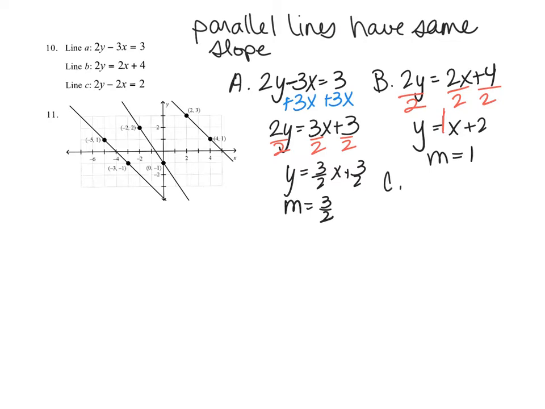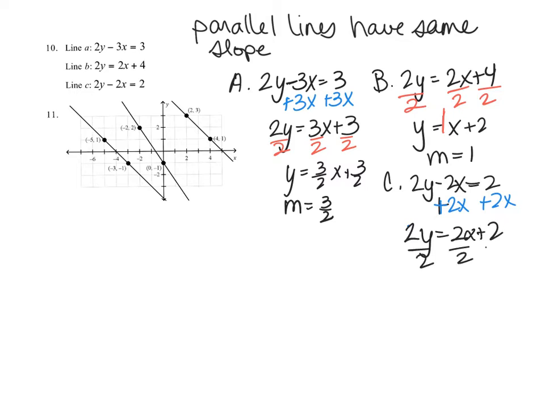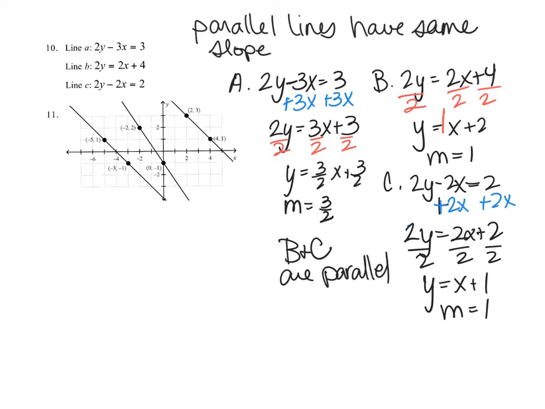And then equation C, 2y minus 2x equals 2. I'm going to add 2x to both sides. I get 2y equals 2x plus 2. Divide everything by 2. Y equals x plus 1. Again, m equals 1. So a has a slope of 3/2, b has a slope of 1, and c has a slope of 1. So b and c are parallel.